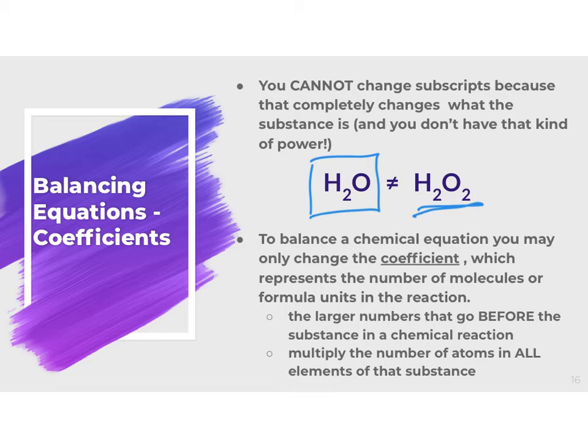So in order to balance our chemical equation, we have to change what we call coefficients. This is going to represent the number of molecules or formula units in the reaction. These coefficients are going to be larger numbers than the subscripts, and they're going to go before the substance in a chemical reaction. What these coefficients do is multiply the number of atoms of all of the elements in the substance they're in front of. So let's look at a couple examples.